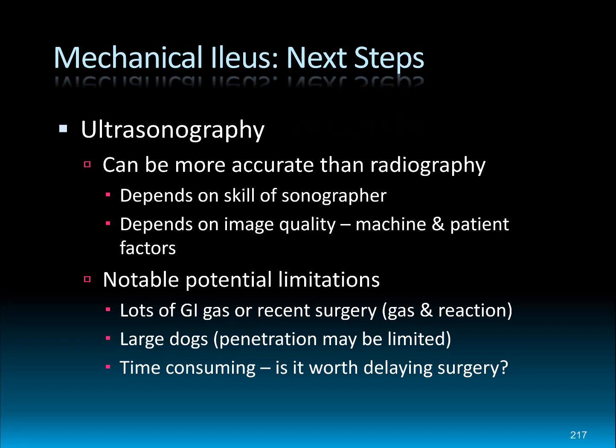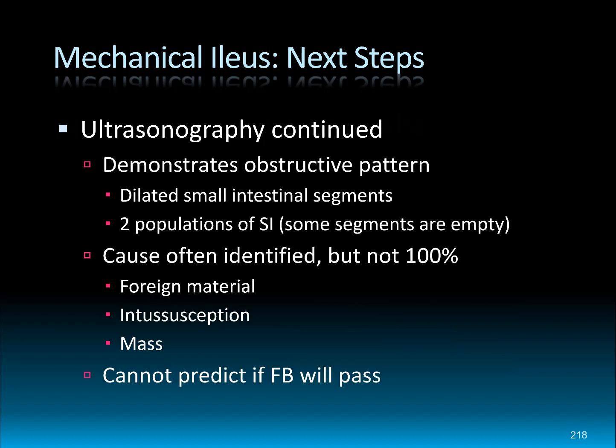I'm not going to talk much about ultrasound here. I'll leave that for other lectures, but ultrasound can be useful for identification of foreign material or other causes of obstruction, but it depends how good the sonographer is, and it depends on how much gas is in the abdomen, or specifically within the GI tract, because the more gas there is, the harder it is to see the stuff that you want to see. So there are definitely some limitations with ultrasound.